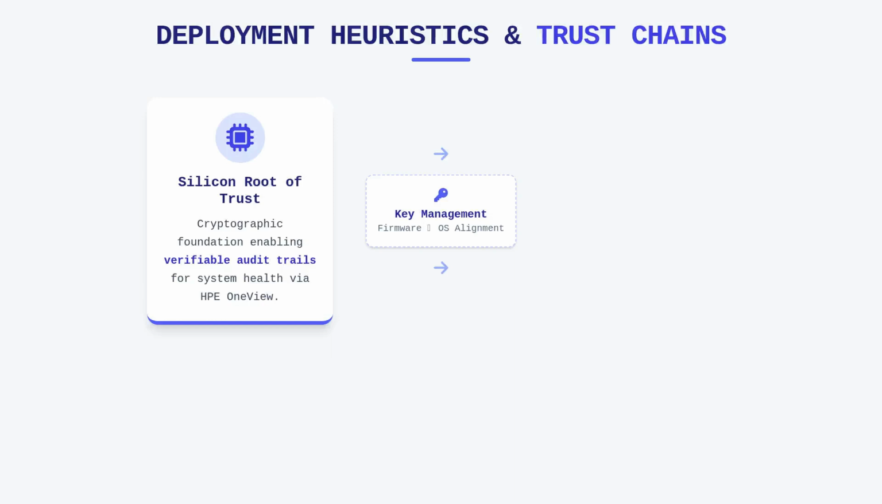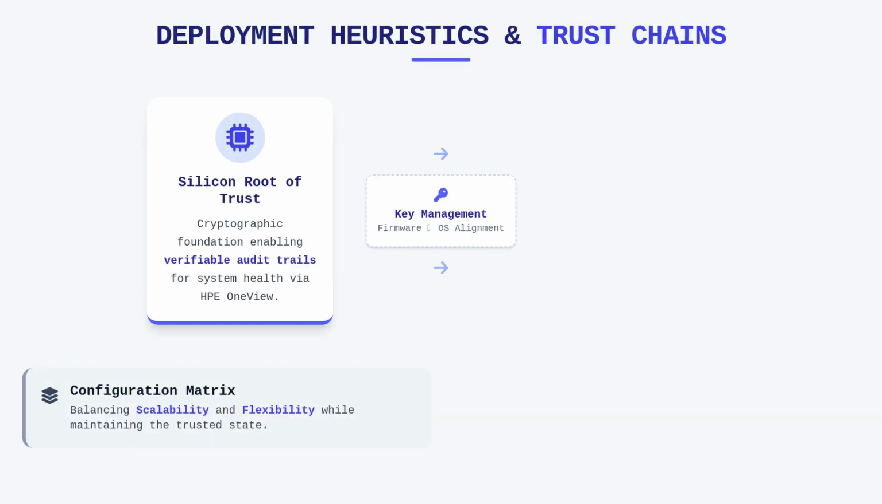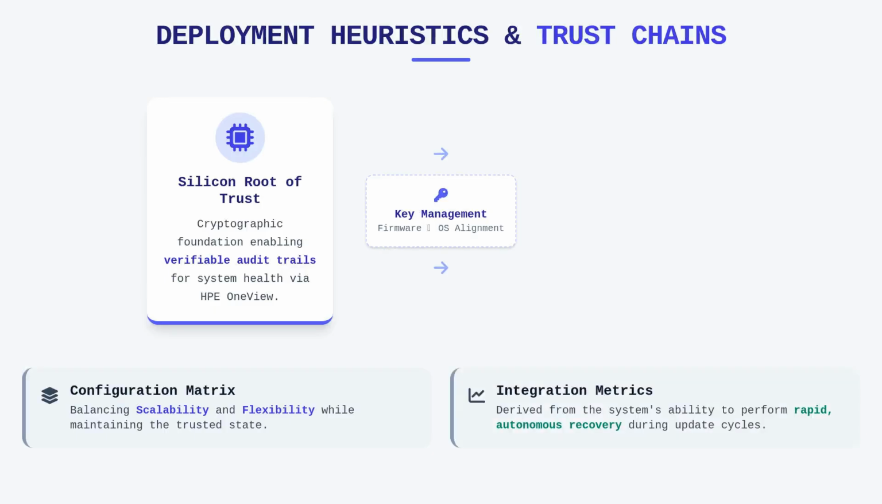When we look at lifecycle management, the interaction between the silicon layer and the OS-level security features requires a deep comprehension of how cryptographic keys are managed across the infrastructure. We often encounter complex configuration matrices where firmware, drivers, and management layers must align to maintain the trusted state without restricting the scalability or flexibility of our workloads.